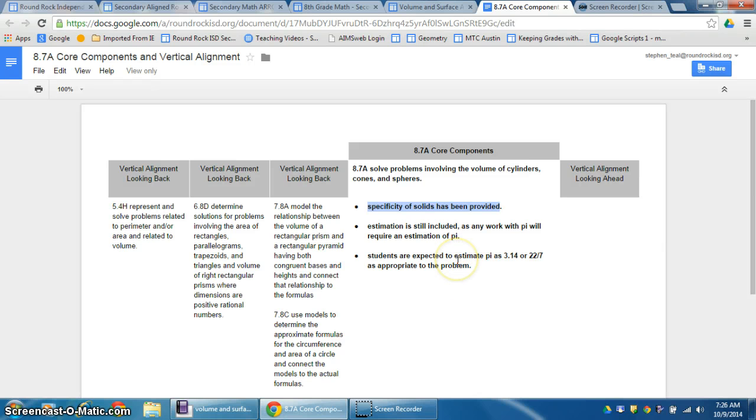But what's not listed here and is implied is that they'll also have to be able to answer in terms of pi, where you just leave pi alone and let it float through the problem. So your answer has some multiplier of pi.